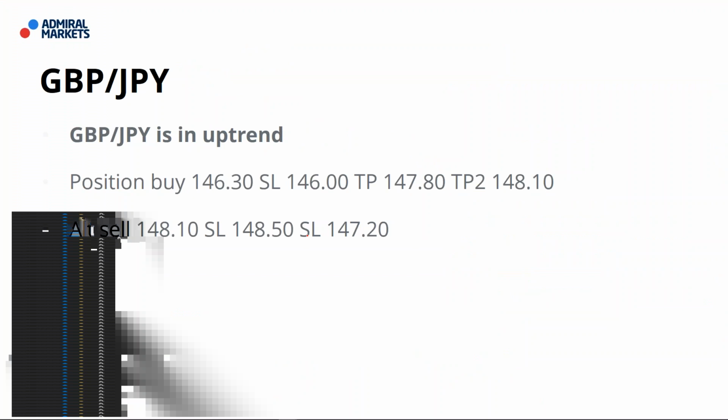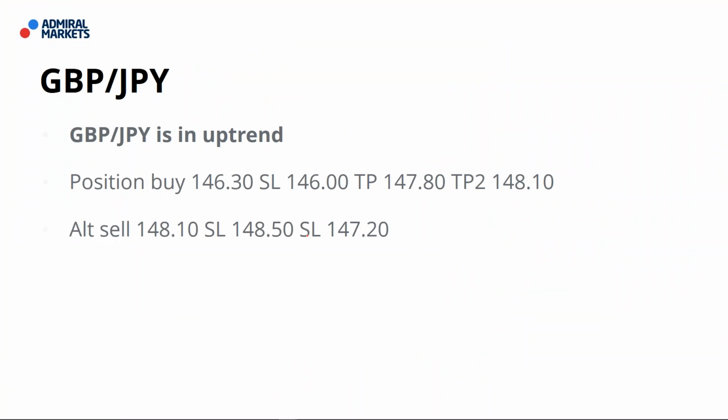And pound yen, a buy position again. You know that I've been buying the dips on pound yen. I've really been sharing with you my pound yen setups. And if you followed the setup from the previous week, again, you could have made some nice pips. So again, I will try to exploit longs on pound yen.